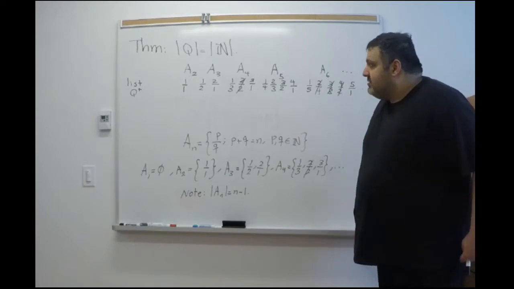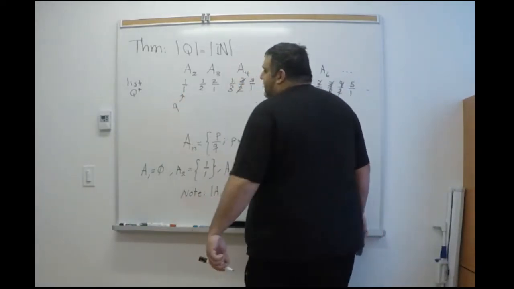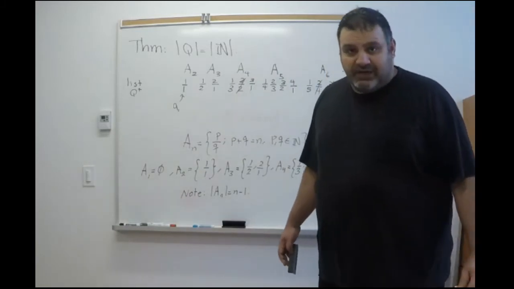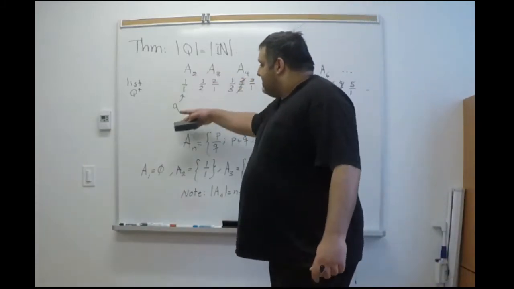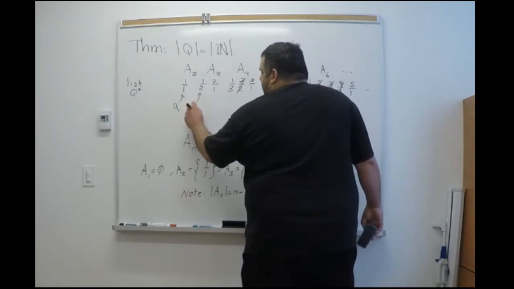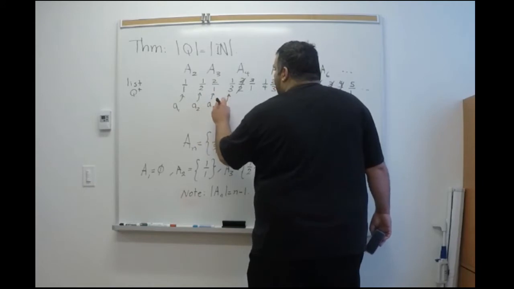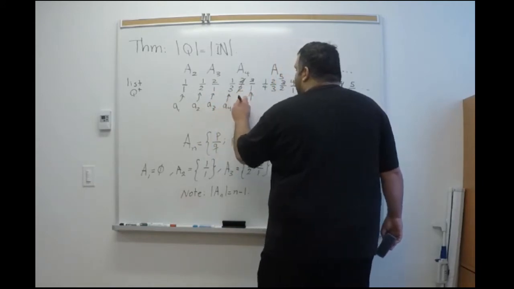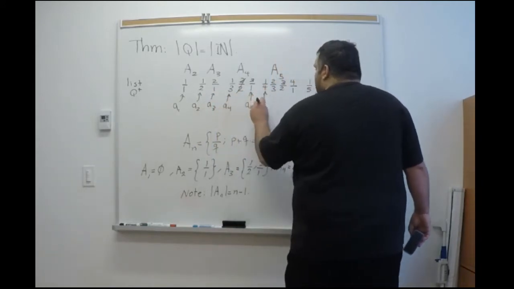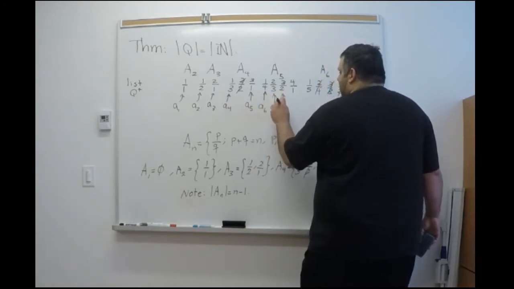So the idea is, because this number is new, you call this a subscript 1, small a, by the way. These are sets, these are elements. You call this a2. You call this a3. You call this a4. You call this a5. a subscript 6, small a, again.